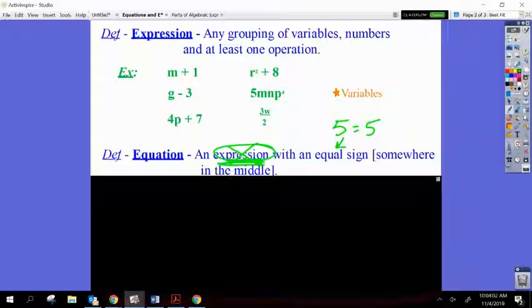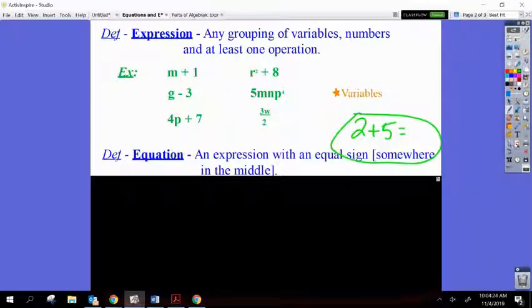And when I say somewhere in the middle, it sometimes confuses students. They go, "What do you mean somewhere in the middle?" Like if it was 2 plus 5 equals 7, that equal sign's not in the middle. When I say in the middle, I mean not dangling off the edge. You guys know how I feel about doing something like that. That's not an equation because that's an incomplete sentence.